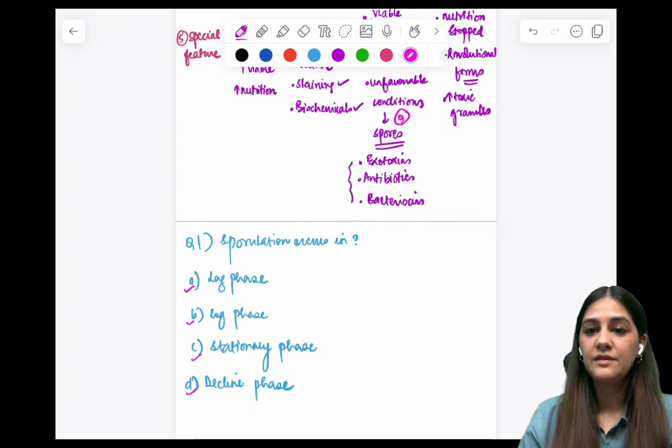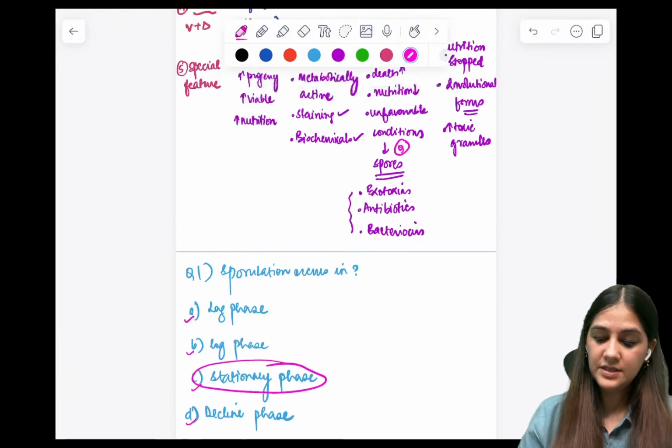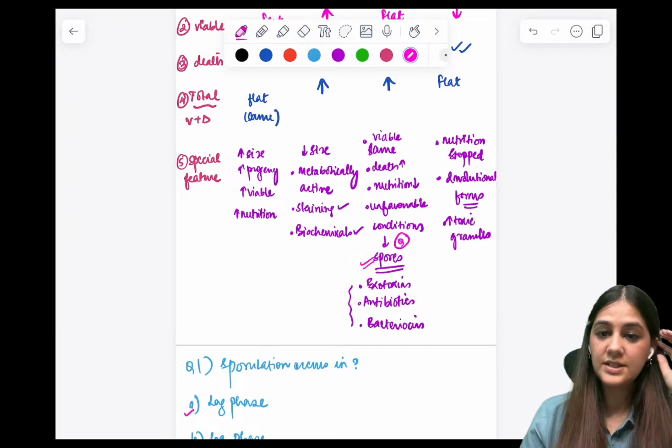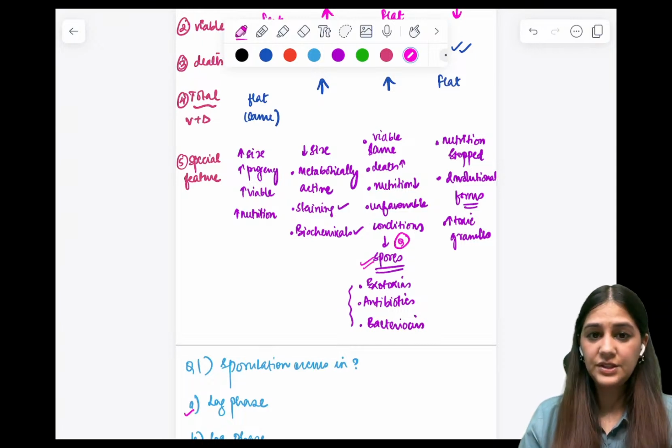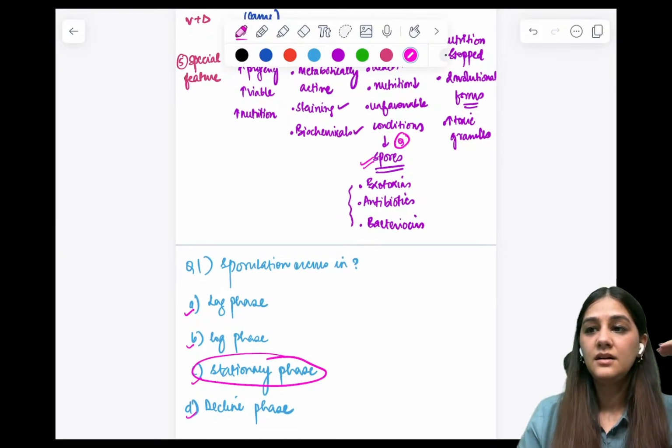Whenever there is an unfavorable environment, whenever the nutrition is decreasing, right? So in what phase is the sporulation going to happen? It is going to happen in the stationary phase. Just like we spoke about, sporulation is happening in the stationary phase because in the stationary phase only it's giving a very unfavorable condition and the nutrition is also decreasing.